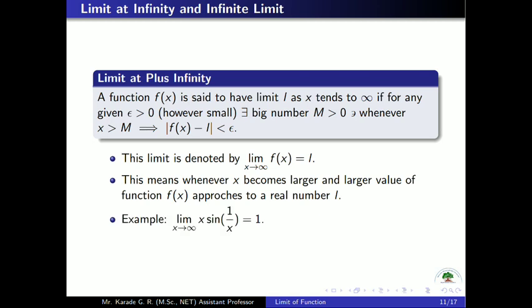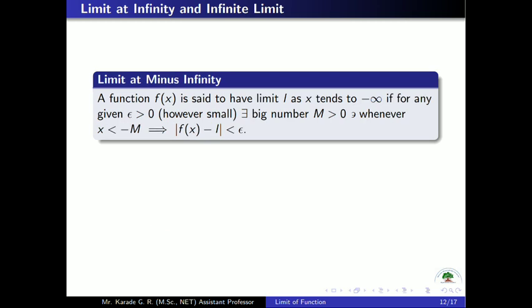Okay. So let us take one example. So limit as x tends to infinity of a function x into sin 1 by x is equal to 1. Okay. Limit at infinity and infinite limit.